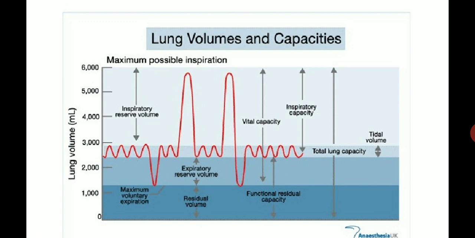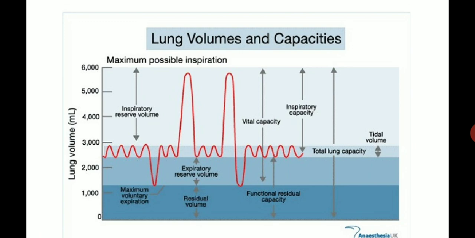Next one, expiratory reserve volume. Air that can be forcibly expelled out after normal expiration. This is also called as supplemental air, which is equivalent to 1000 ml.